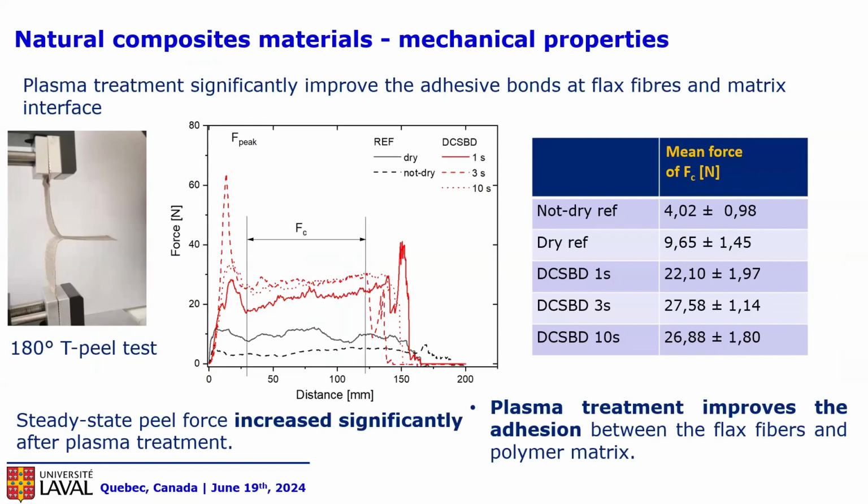There are mechanical properties. As you can see, plasma treatment significantly improved the adhesive bonds at the flax fibers and matrix interface. It was confirmed by measurement of a tape peel test under 180 degrees. This is the dependence of force on distance of removing the tape, and you can see some mean force. In this table, you can see the increase of mean force for all plasma treated composite materials, or plasma treated flax fibers, which were used for composite materials. So really, plasma treatment improved this adhesion.